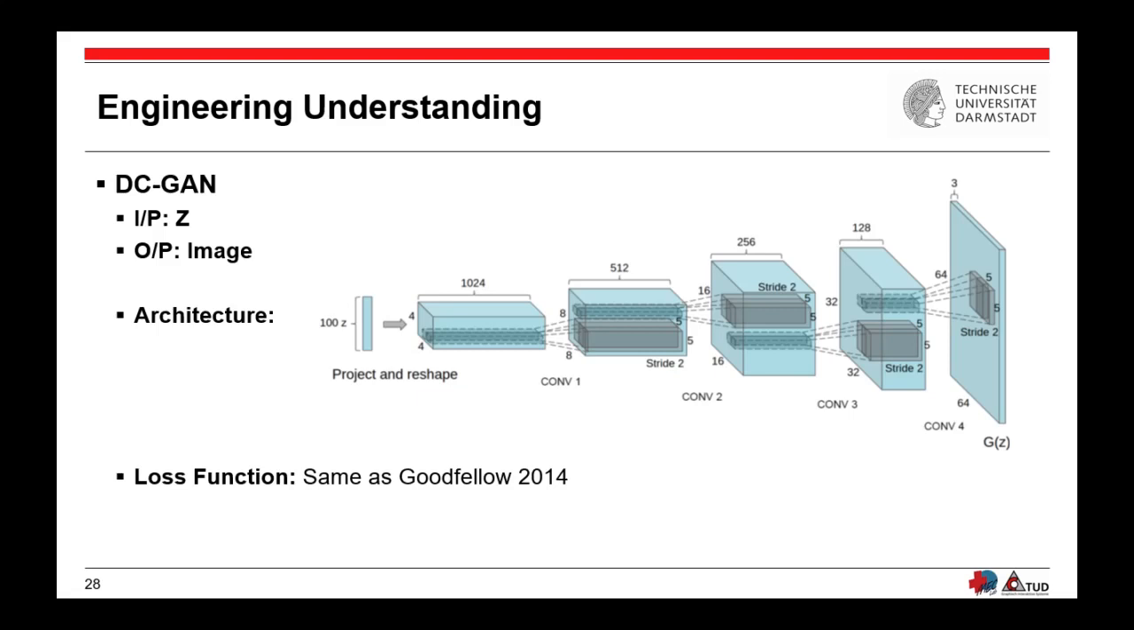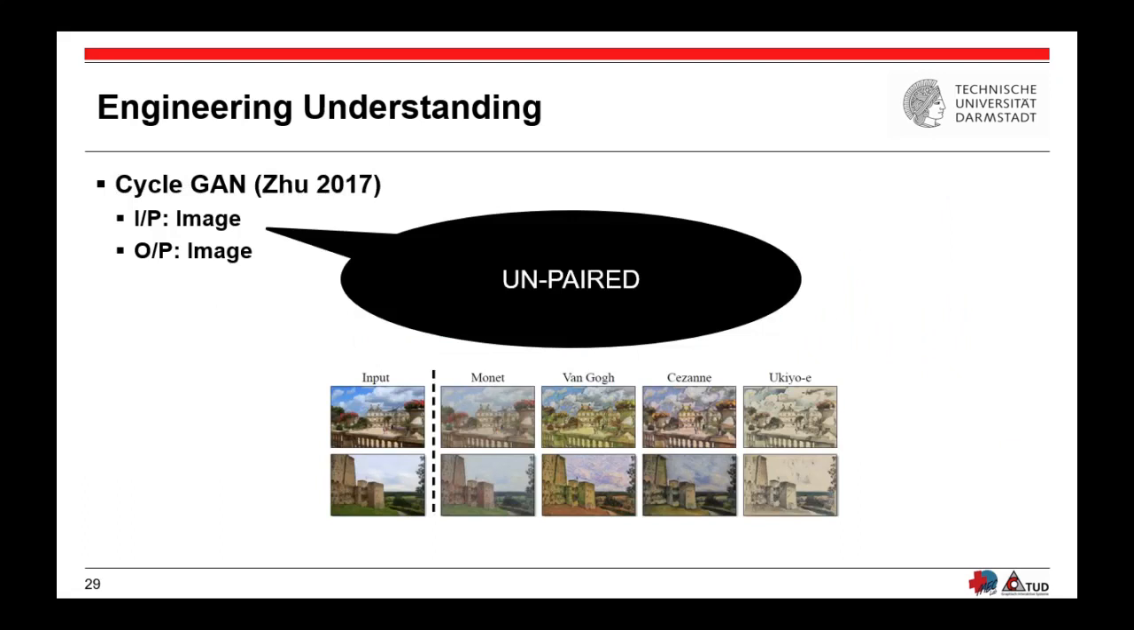I don't want to go into those details. But what I really want to show you is that there is another really famous framework, which is CycleGAN. And there the idea is that you give as input an image, you get as output another image. And these are unpaired images coming from two different domains. So for a moment, let's try to think what it really means.